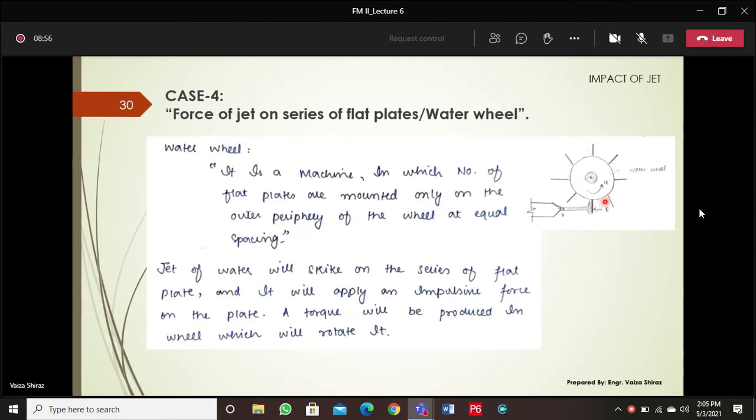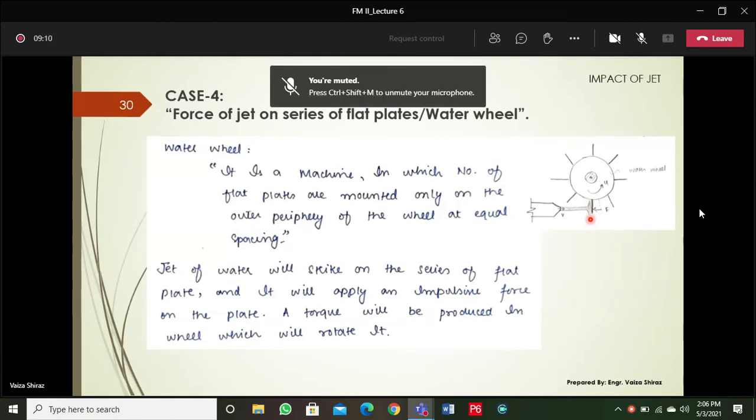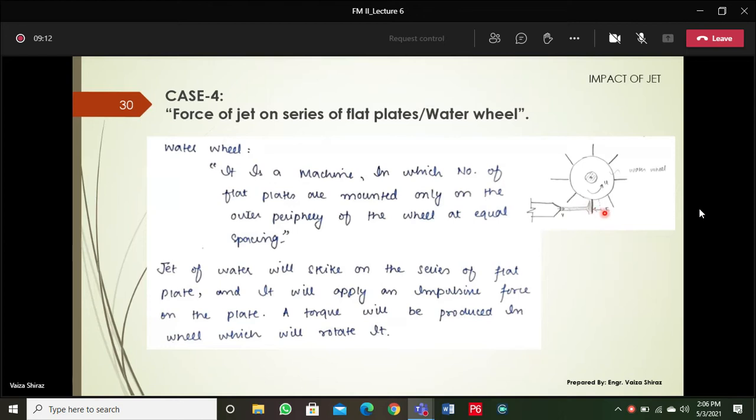अब आपने इस water wheel पे जो force exert हो रही है jet की, you have to find out that force. So in this case, when the jet of the water will strike on the series of the flat plates, it will exert a certain force on the plate. Due to that applied force, your plate will move forward. And as this plate is mounted on the outer periphery, as the plate will move forward, that will cause this wheel to also rotate. It will also induce a torque in the wheel. So ये है एक general layout इस instrument का, इस machine का.